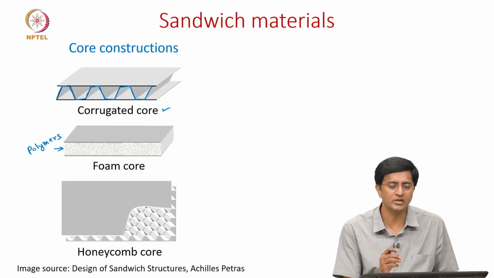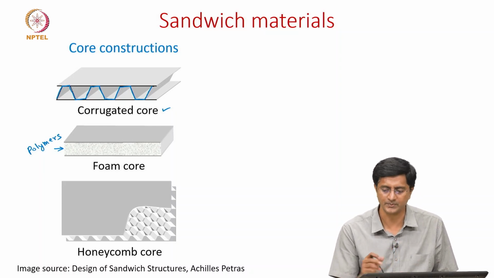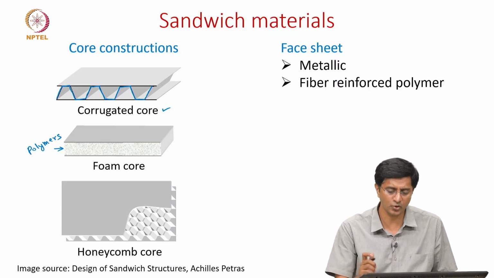So this is a very inexpensive manufacturing process, but the reason why the majority of industries use honeycomb core is because the benefits, like the stiffness increase or the strength increase, are much better compared to other alternatives in the core constructions.